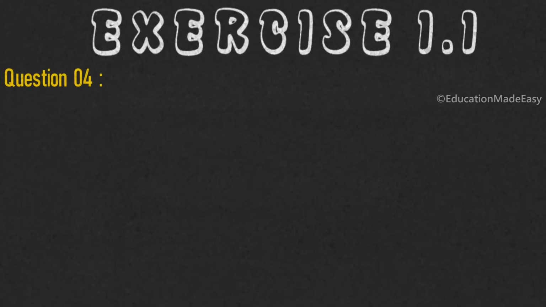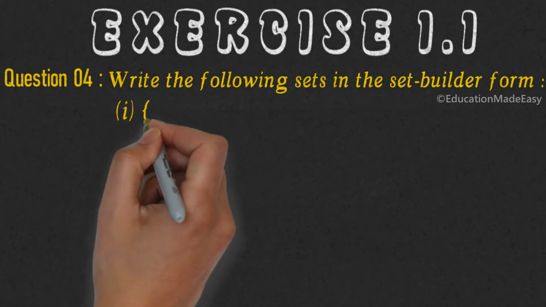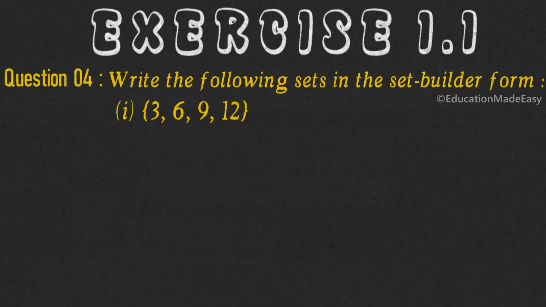Next is question number 4. Write the following sets in set builder form. Section 1. Set of 3, 6, 9, 12.